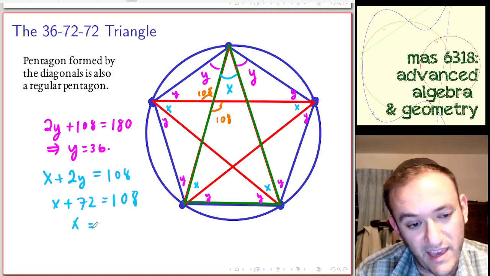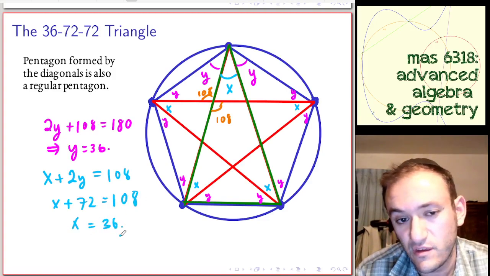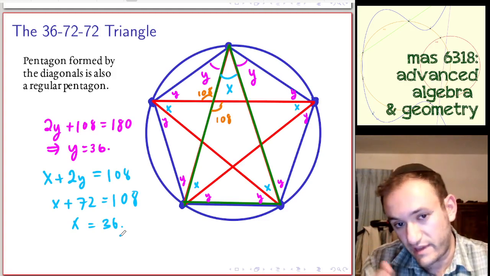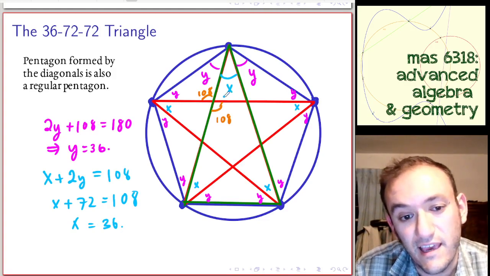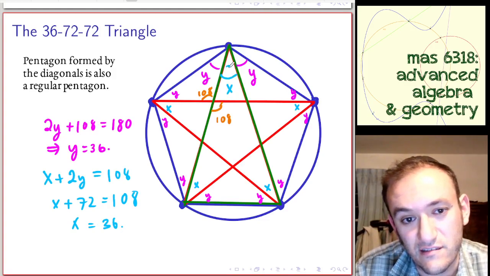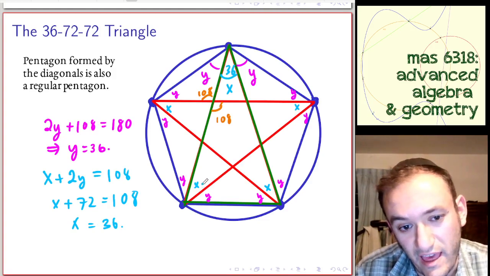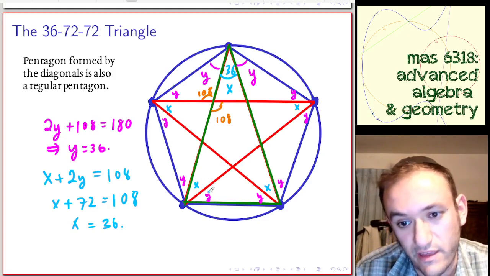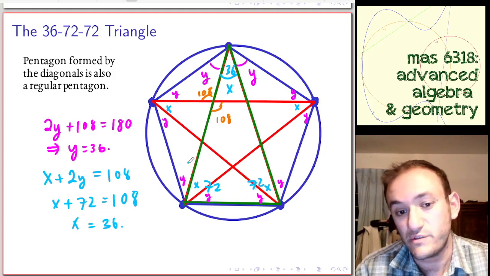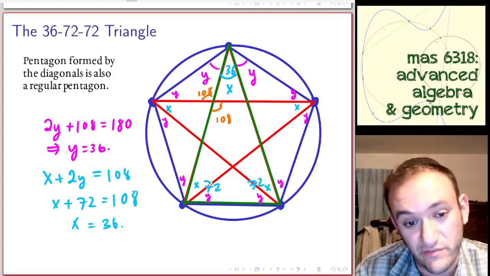And that tells me that x is also 36. So all of the angles, so x and y are 36, and that tells me that this angle is 36, and then x and y together are 72. So this is 72, and this is 72. So we have a 36, 72, 72 triangle.